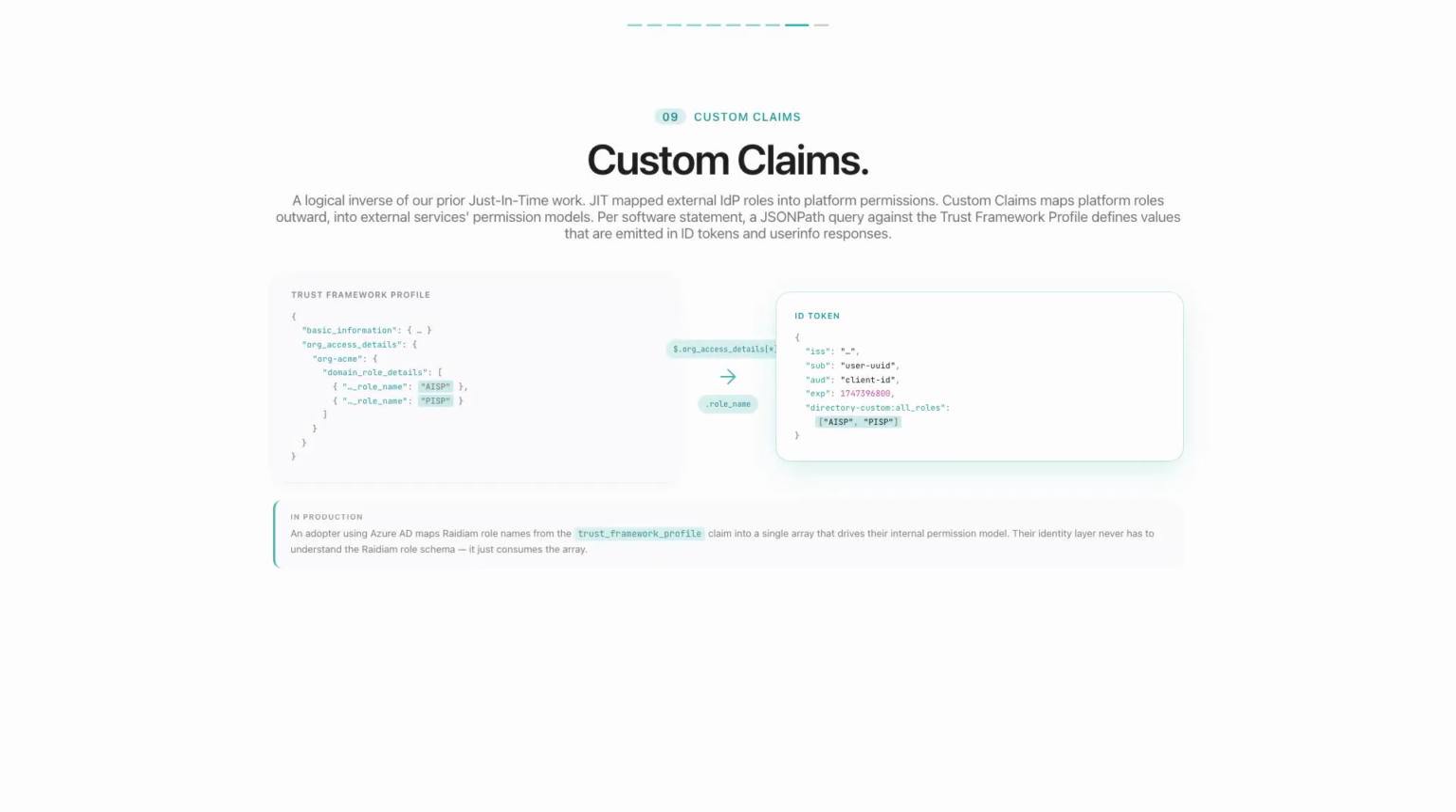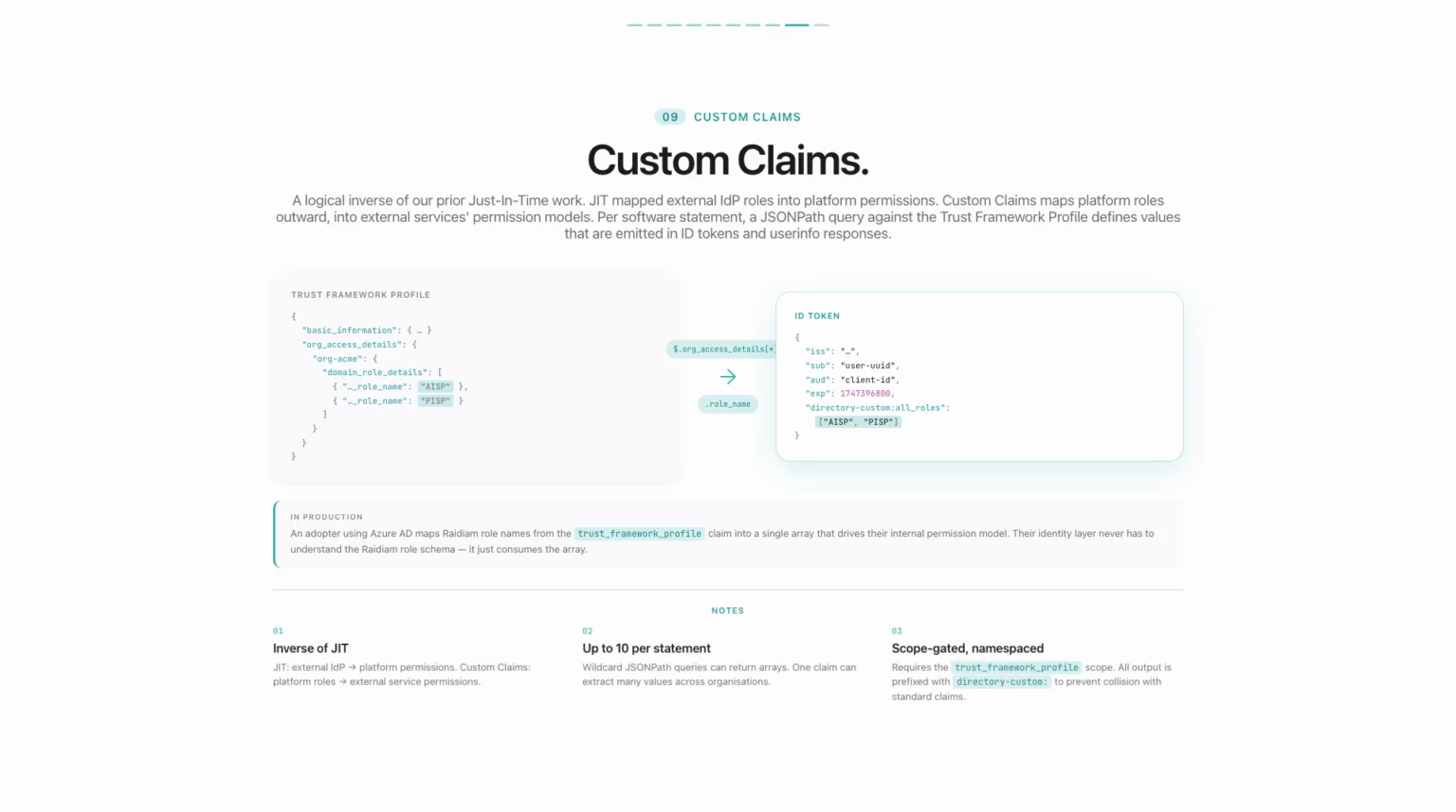Custom claims. The logical inverse of our just-in-time work, JIT mapped external roles inward into platform permissions. Custom claims maps platform roles outward into external services' permission models. Per software statement, a JSON path query against the trust framework profile defines the values emitted in ID tokens and user info responses.